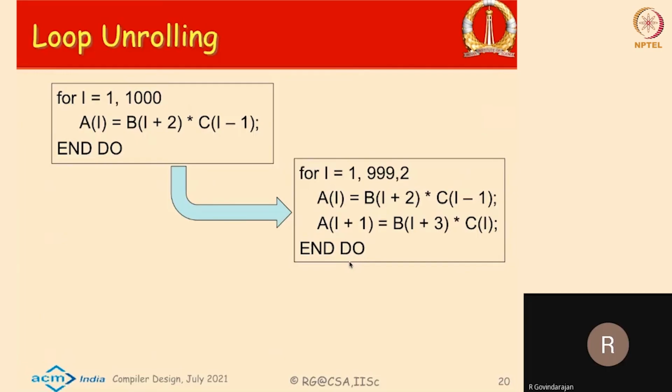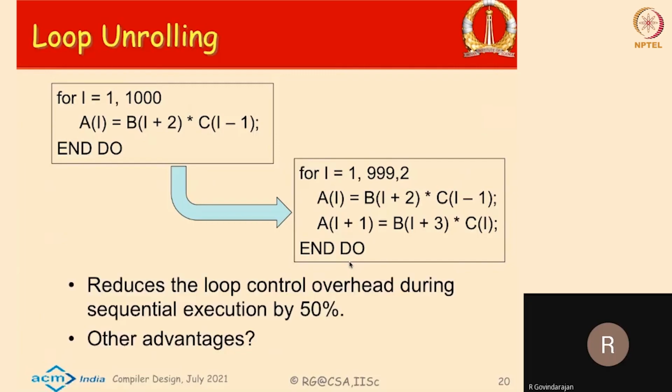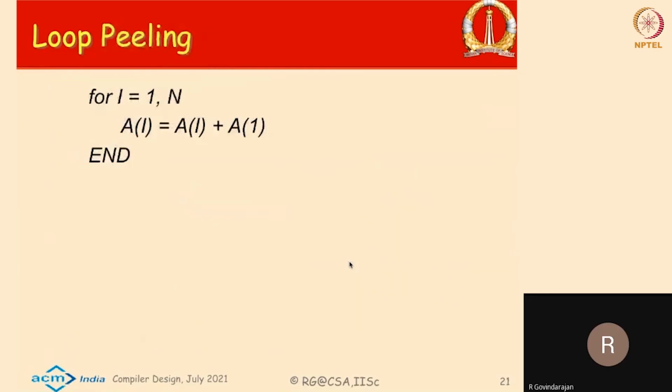Why do we do loop unrolling? We do loop unrolling to increase the size of the basic block. Loop unrolling also removes some of the control overhead, and that's also beneficial. Now let's look at another transformation called loop peeling.